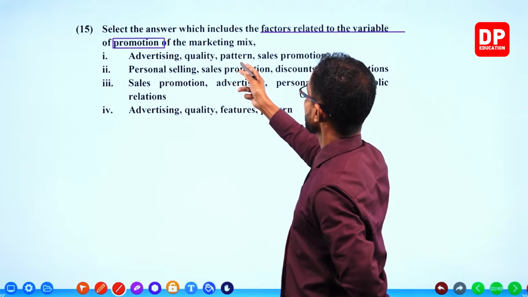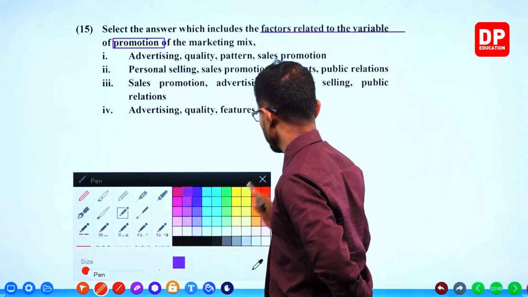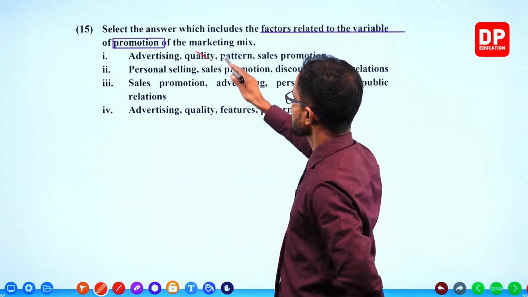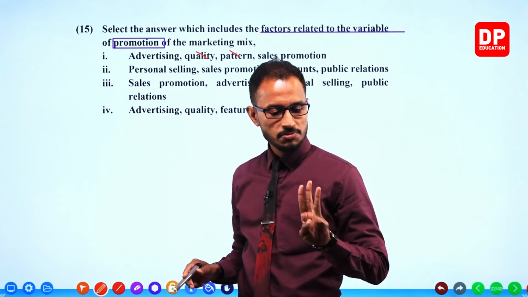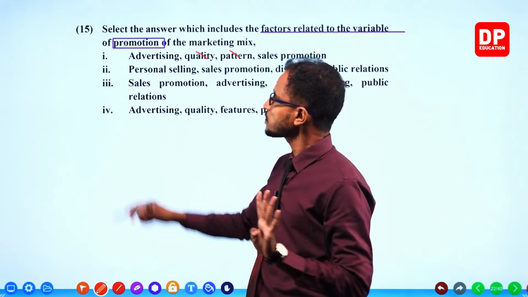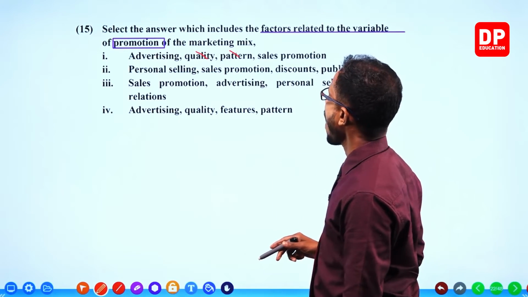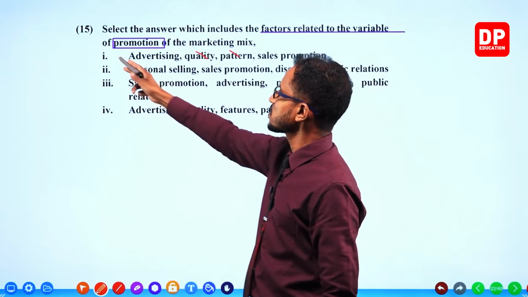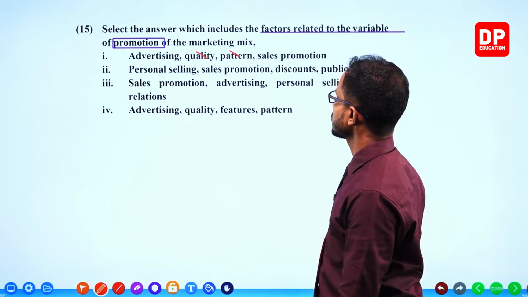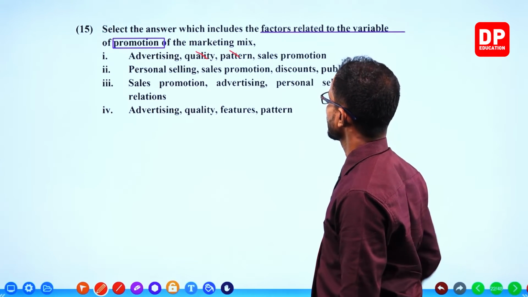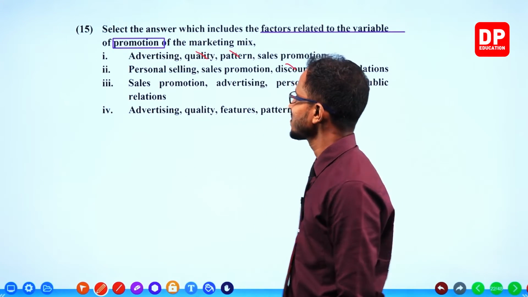Advertising, quality, pattern, sales promotion. These two are not true. These two do not belong to promotions. Now, product, price, place, promotions. Quality and patterns not relevant to promotions. So can't take the first answer. Personal selling, sales promotion, discounts, public relations. Discounts cannot be taken under promotions. That is going under price.